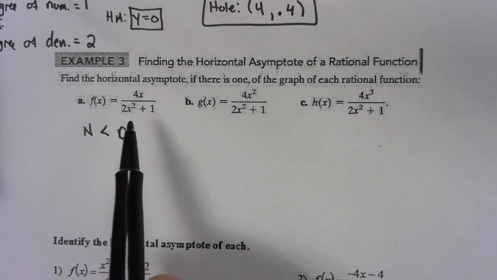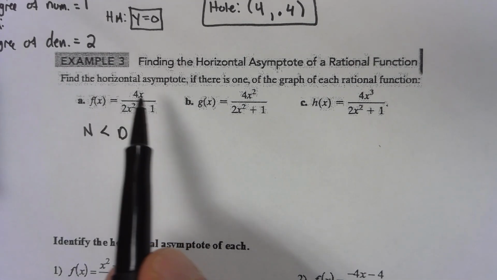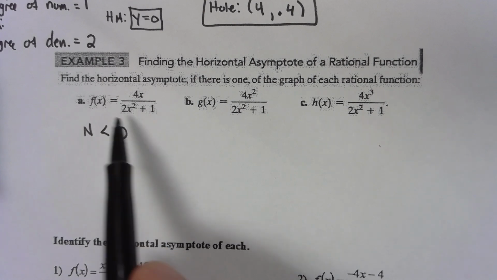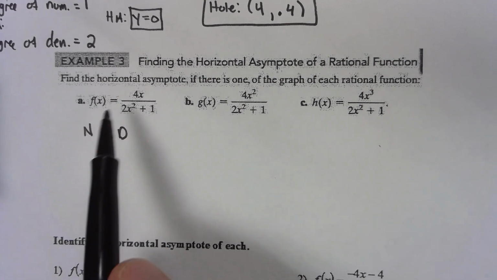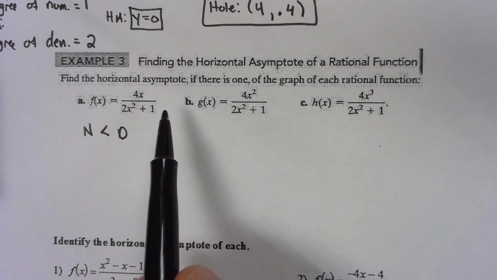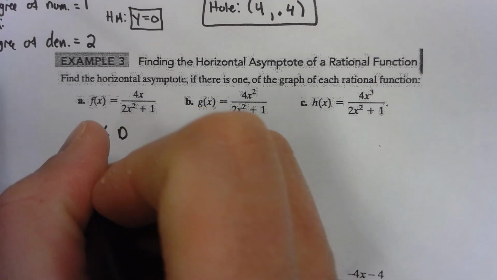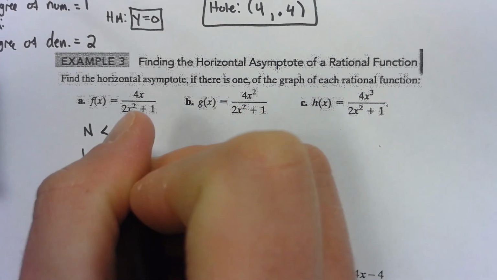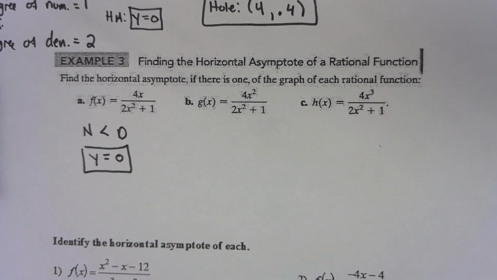I don't have that memorized. I, again, think about what happens if I plug in big numbers. If I plug in big numbers, the squaring takes over, and as the denominator gets really big, the numerator is not getting that big. So that makes this get closer to 0. So since the numerator is less than the denominator, our horizontal asymptote is y equals 0.